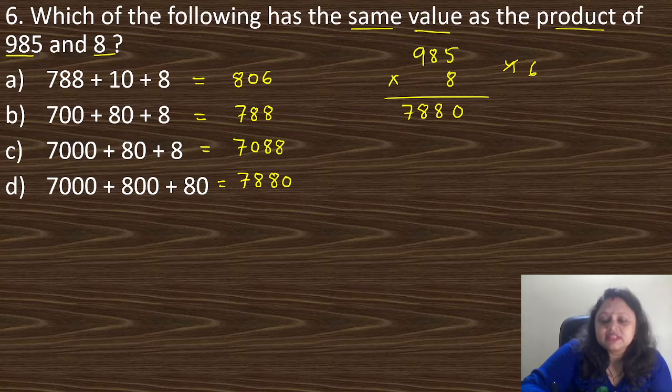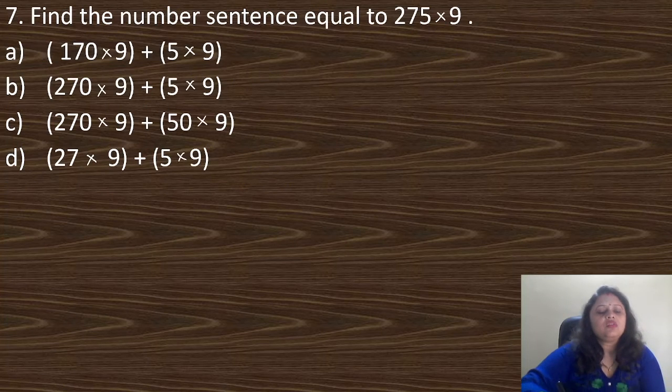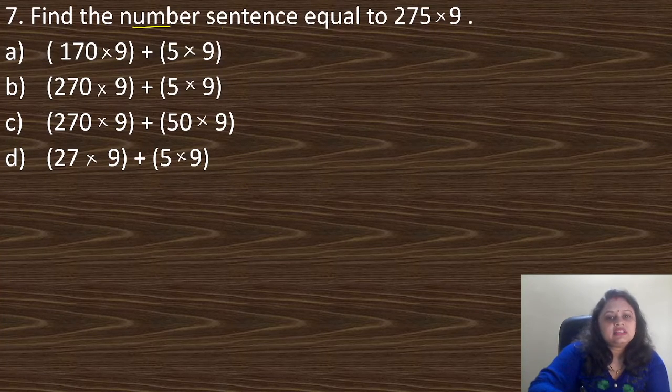Yes, it is present. Where is it present? Tell me. It is present in option D. Okay. So, here the correct option of the question is option D. Got it? Okay. Let's move to the next question. Find the number sentence equal to 275 plus 9. Okay, so how to find them?